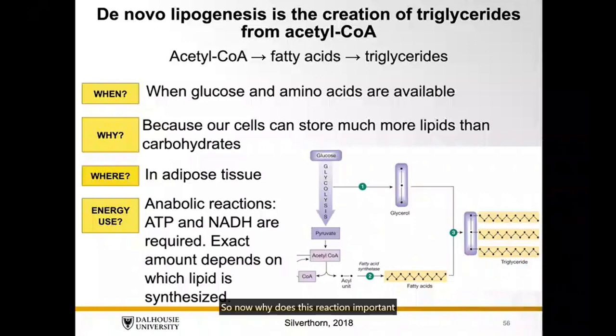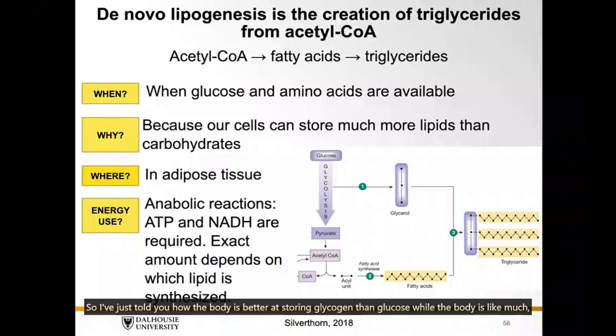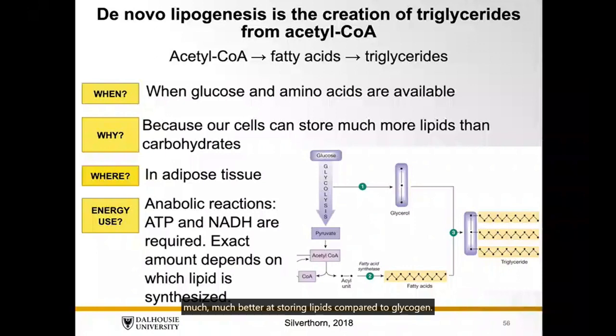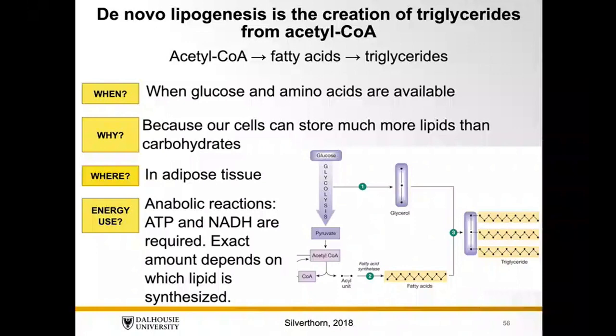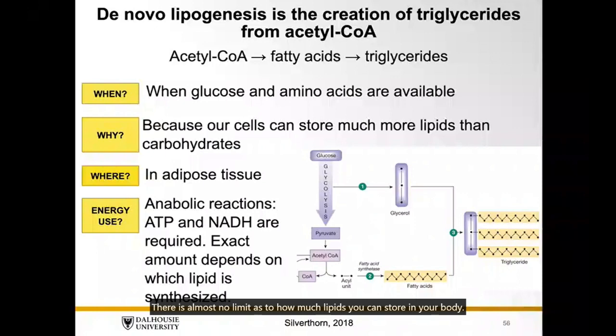So now why is this reaction important? It's because our body has this almost unlimited ability to store lipids. So I've just told you how the body is better at storing glycogen than glucose. Well, the body is much, much, much better at storing lipids compared to glycogen. We basically have a limit as to how much glycogen we can store in our muscle and our liver. There's almost no limit as to how much lipid you can store in your body.